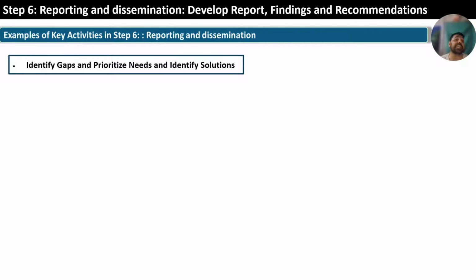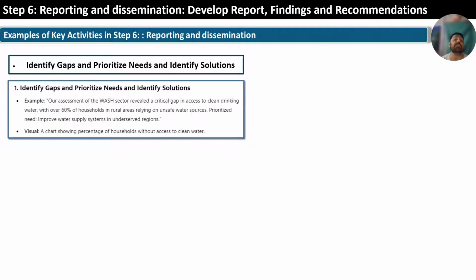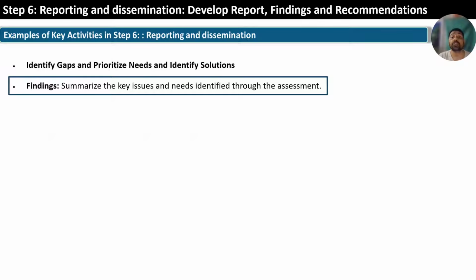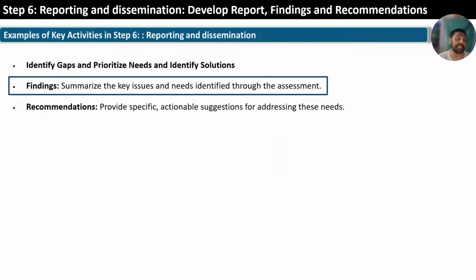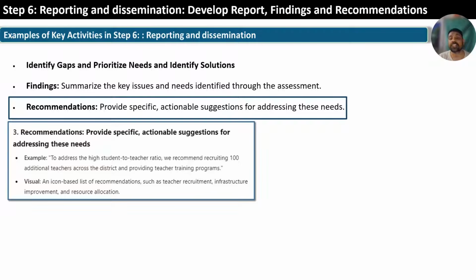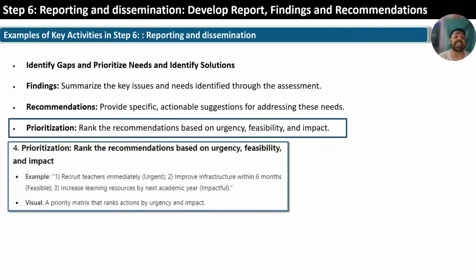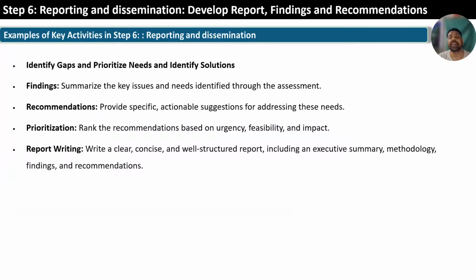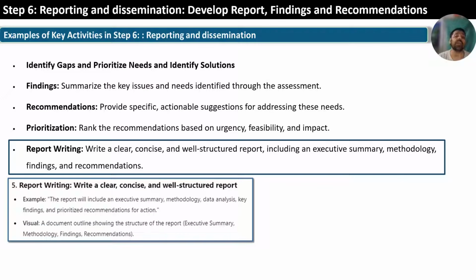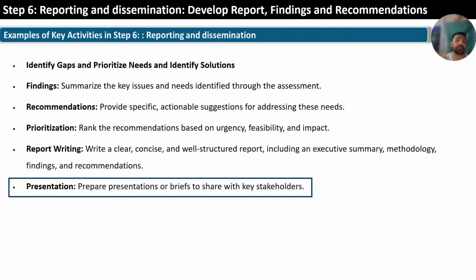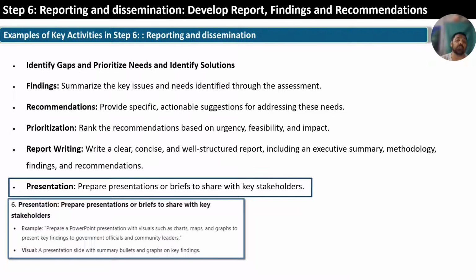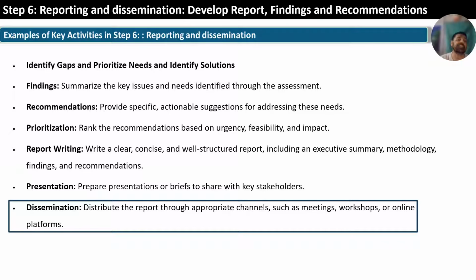The key activities in this step are to identify gaps and prioritize needs and solutions, summarize the key issues and needs identified through the assessment, provide specific actionable suggestions for addressing these needs, rank the recommendations based on urgency, feasibility, and impact, and write a clear, concise, and well-structured report including an executive summary, methodology, findings, and recommendations. And then we need to prepare presentations or briefs to share with the key stakeholders. And then comes the dissemination.